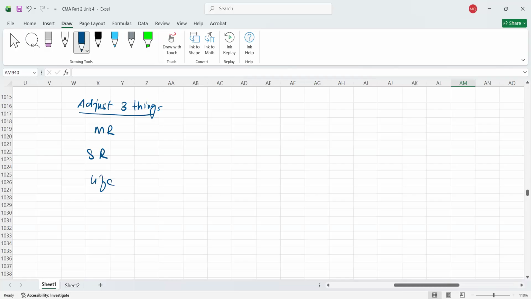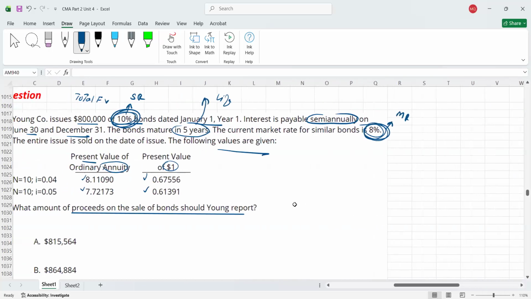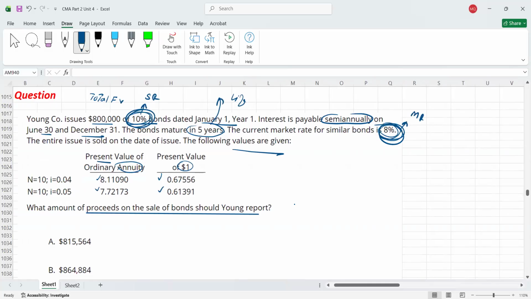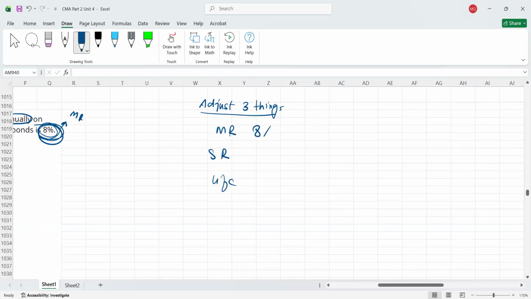So market rate is how much? Just go to the question. Market rate is 8%, which is an annual rate. So you multiply by 6 over 12, because interest is paid every 6 months. This gives you half interest, 4%. Or simply divide by 2, because interest is paid twice. Then the stated rate, which is 10% given, divide by 2 also, or multiply by 6 over 12. It is going to be 5%.